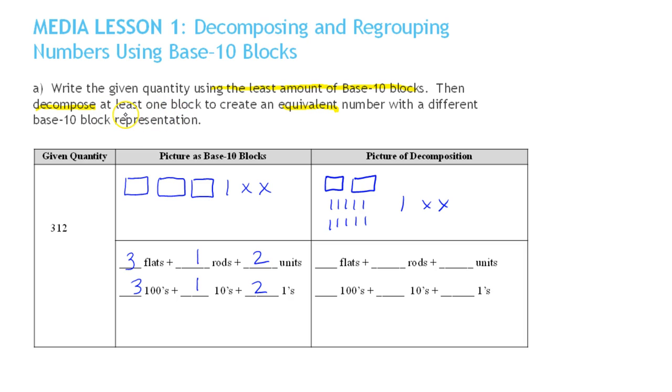We actually decomposed exactly one block. We took the flat and we wrote it as 10 rods. Okay, so now this is 2 flats. Now we have 11 rods and 2 units, or 2 hundreds, 11 tens, which is 110, so it's equivalent, and 2 units. So this is an example of decomposing base blocks, which we're going to use later when we are subtracting.